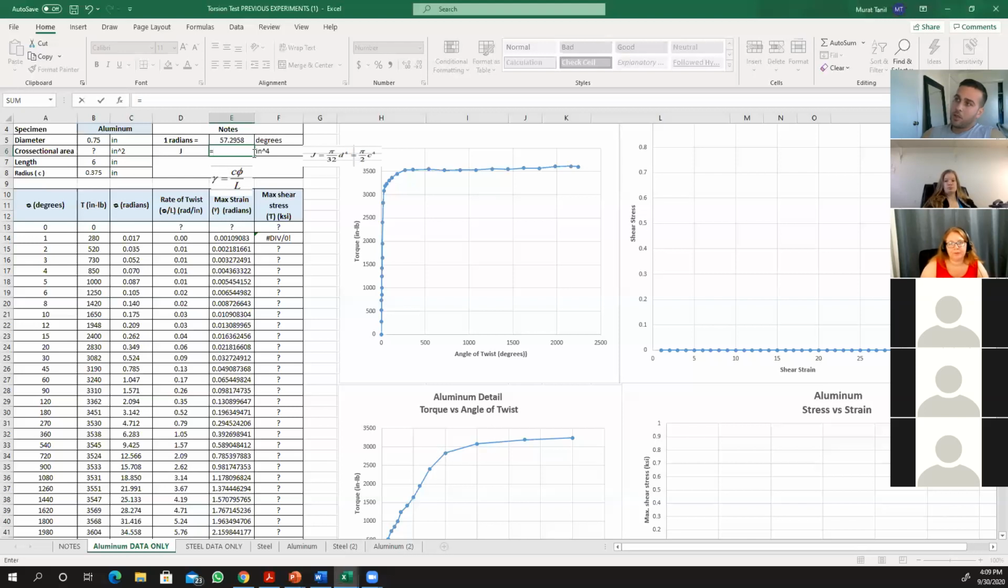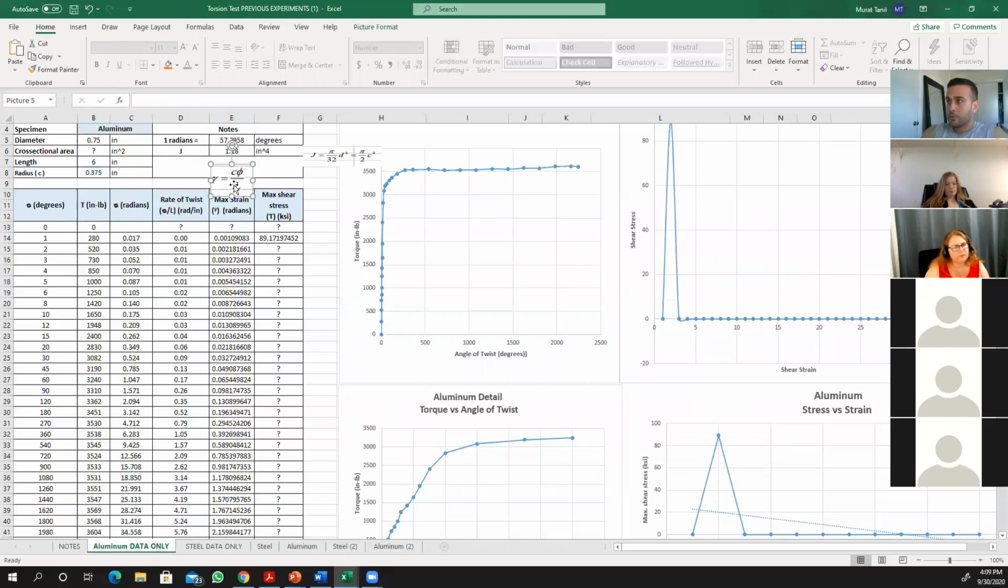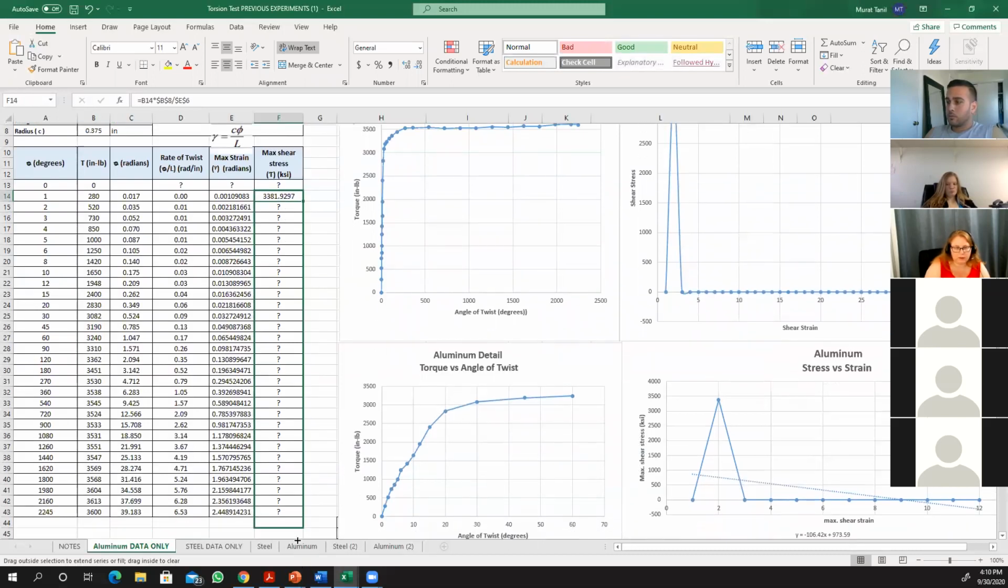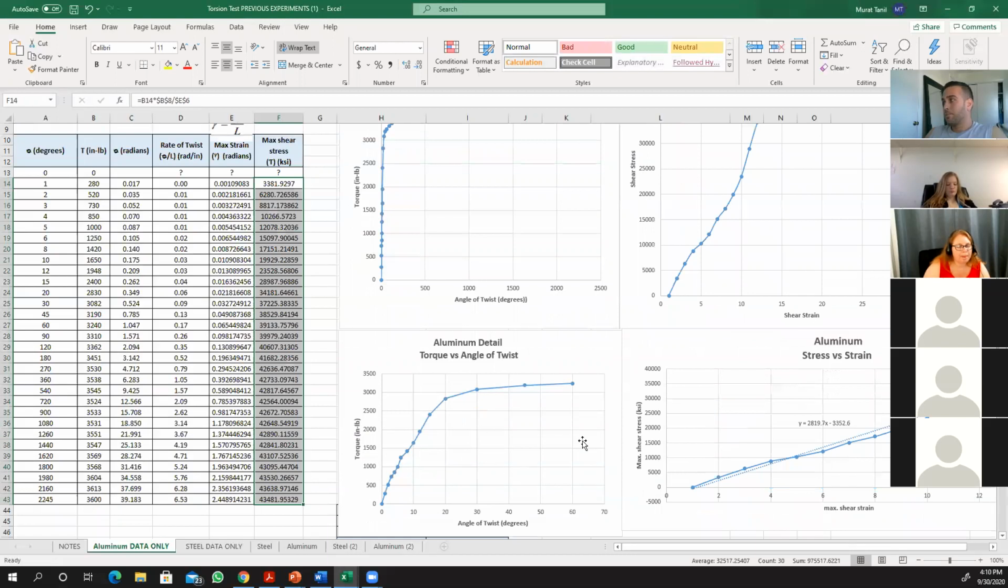So I have my equation. Pi over 2, 3.14 times c, the radius, to the 4th, divided by 0.03. That's it. They are in KSI.